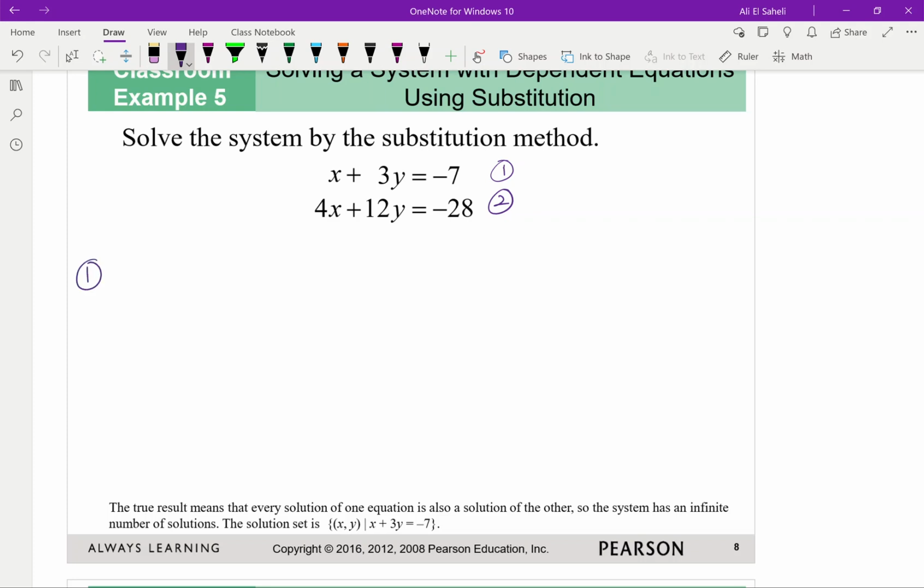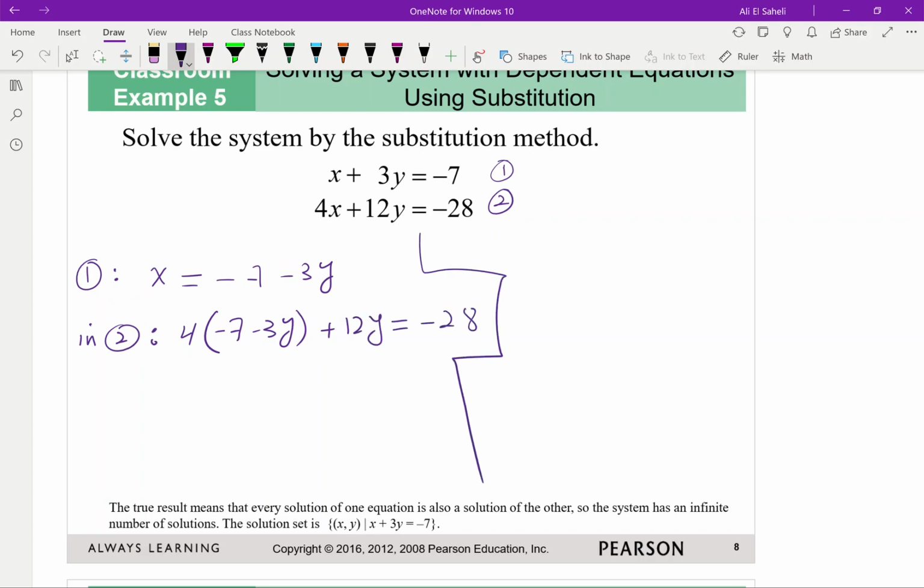So from equation 1, x equals minus 7 minus 3y. Use that in equation 2. So 4 times x plus 12y equals minus 28. Expanding, 4 times 7 is 28, 4 times 3 is 12, plus 12y equals minus 28.